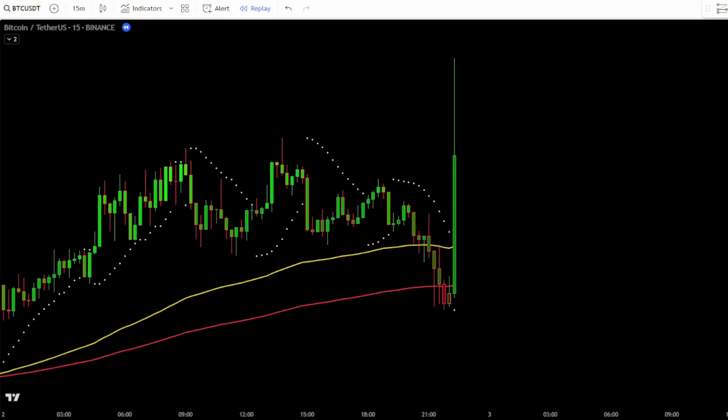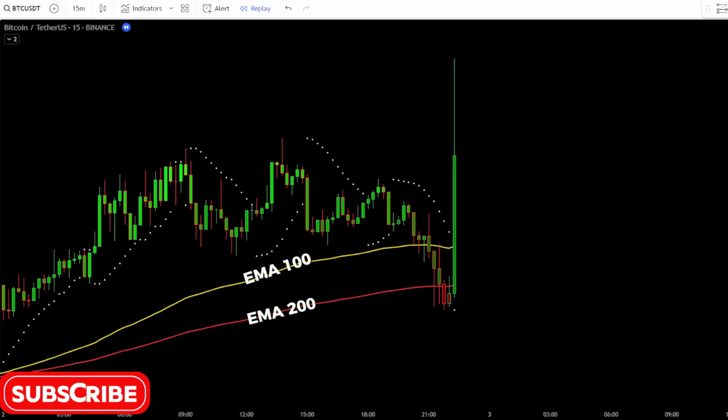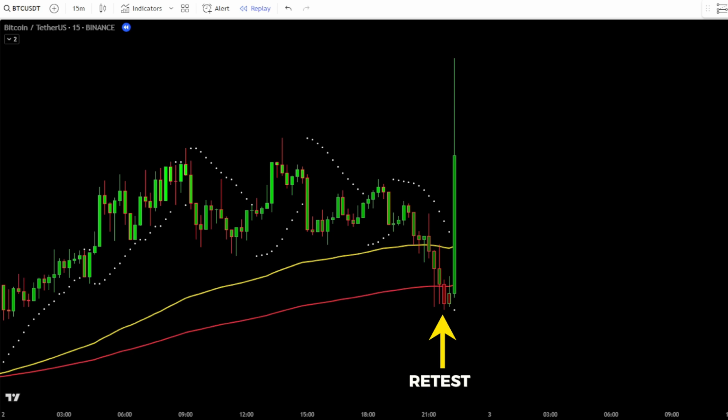How to place a buy order. If the EMA 100 crosses or is above the EMA 200, that is a sign of a bullish trend. In this condition, your main focus will only be to find the best point to place a buy order. Wait until the price candlestick makes a retest to the EMA area.